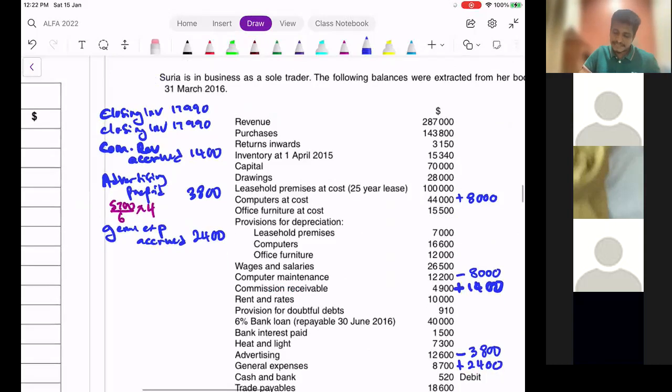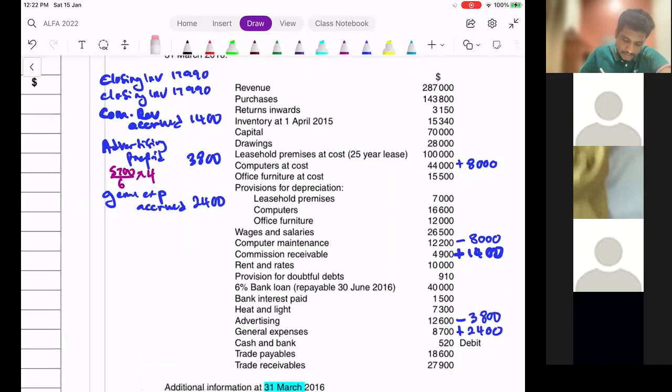When I see the land here, land or what? Yeah, leasehold premises, the cost is 100,000. And then the lease is 25 years. You can use the particular premises only for 25 years. After 25, you need to give it back, or you sell it back to the government or someone else. So we calculate the depreciation for the leasehold.